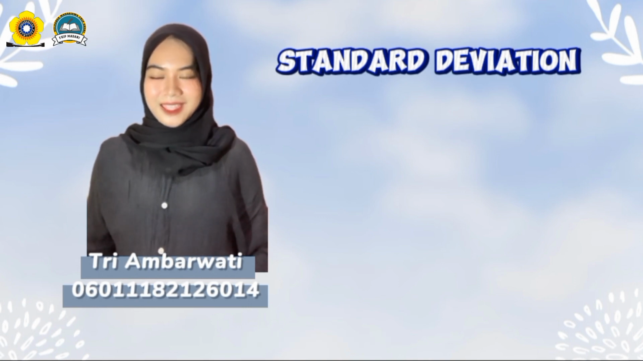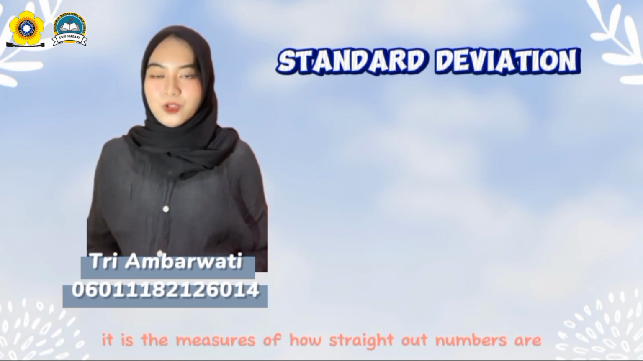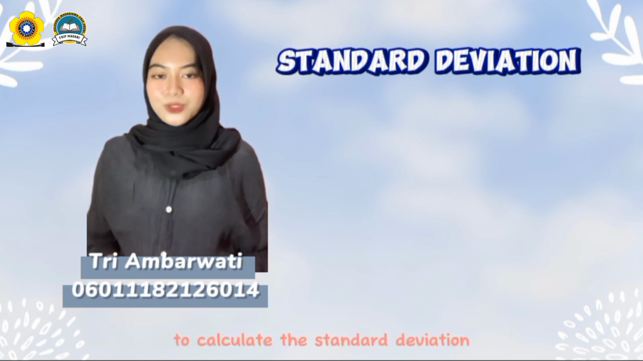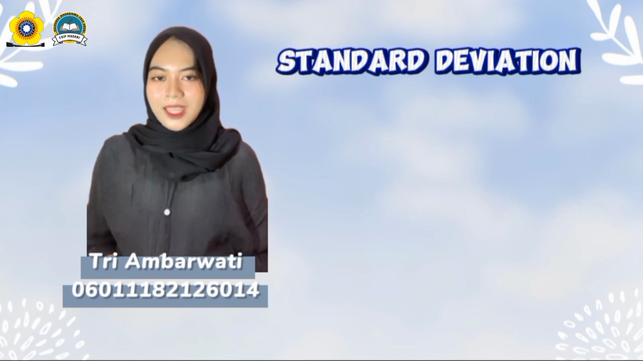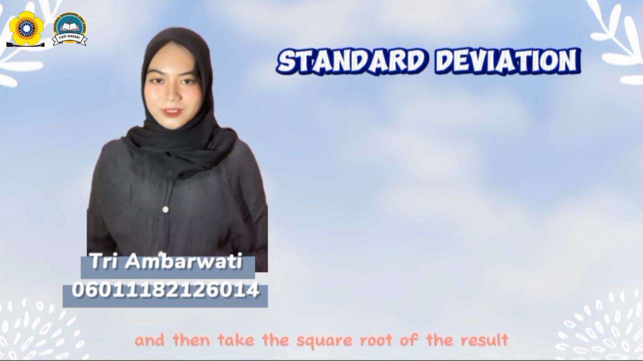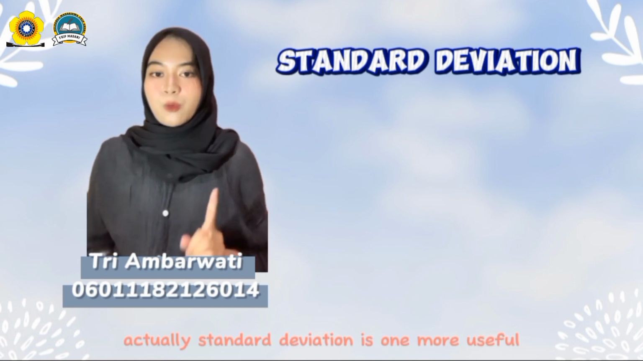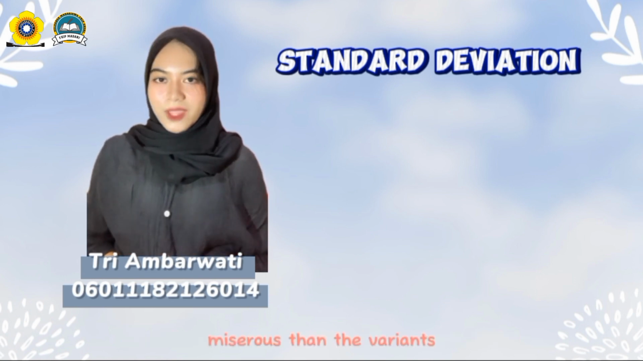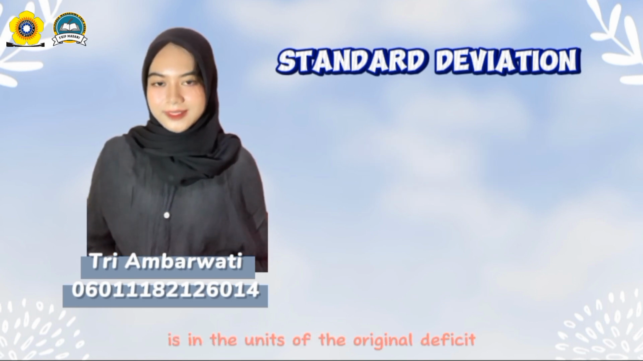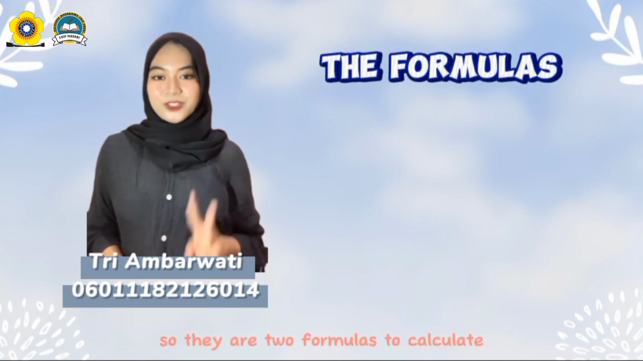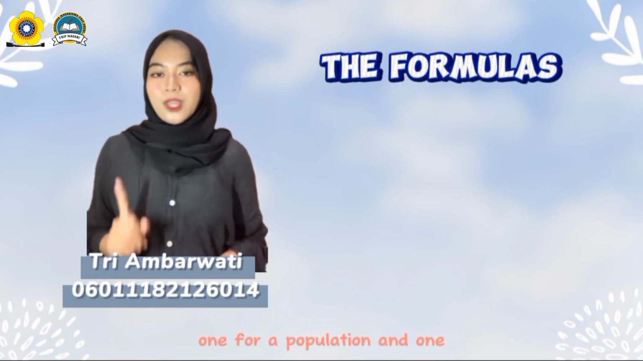Standard deviation. Standard deviation is the square root of the variance. It is the measure of how spread out numbers are. To calculate the standard deviation, we must first calculate the variance, and then take the square root of the result. Actually, standard deviation is one more useful measure than the variance, because the standard deviation is in the units of the original dataset. So, there are two formulas to calculate the standard deviation, one for a population and one for a sample.